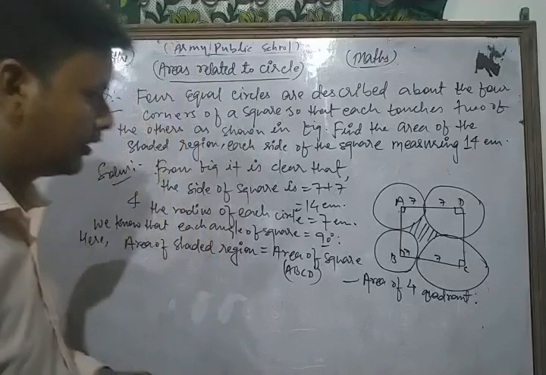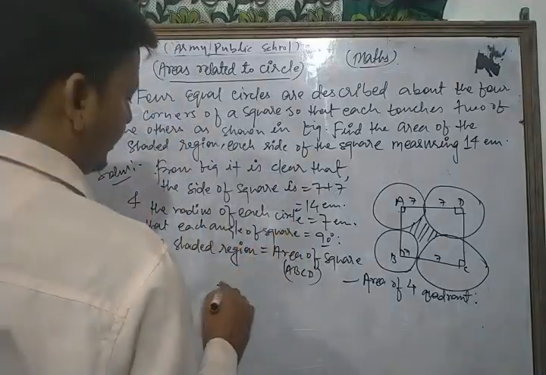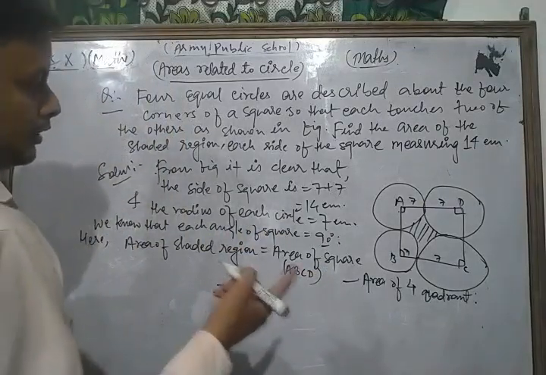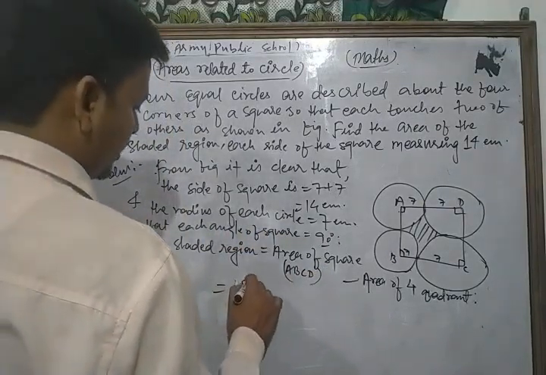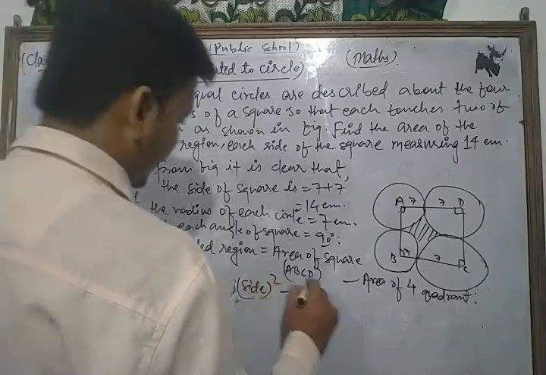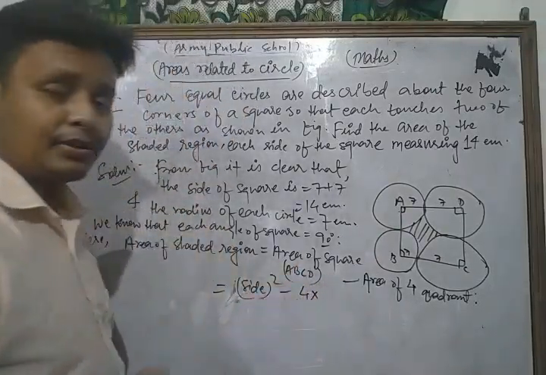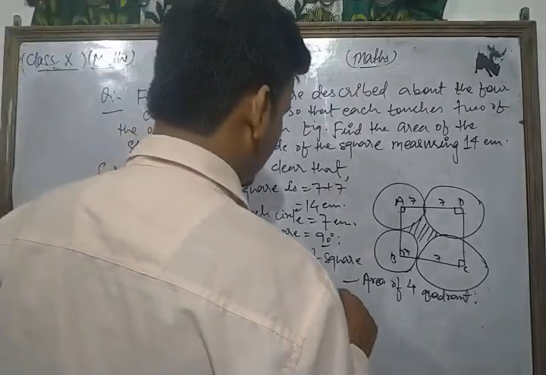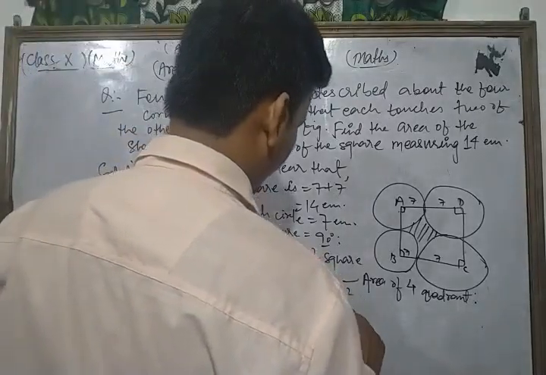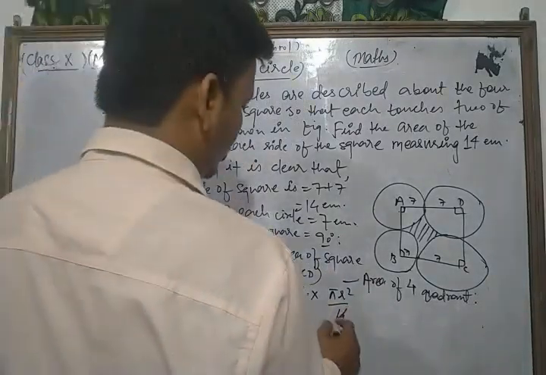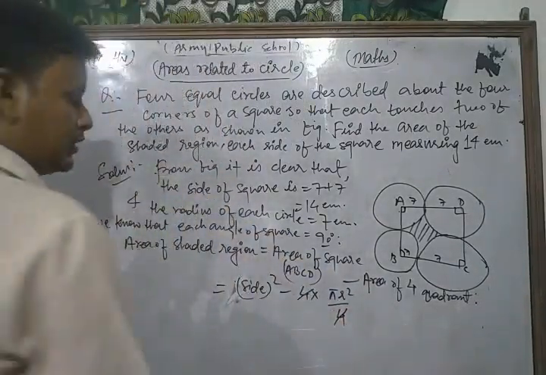So in this way we have the area of the square. You know that the formula for the area of a square is side squared, minus the area of 4 quadrants, which means 4 into the area of each quadrant, pi r square by 4. Now we simplify them. Look, the 4s cancel each other.